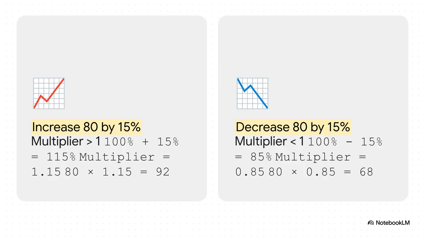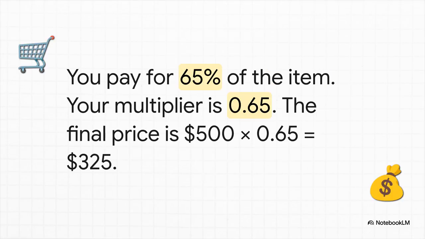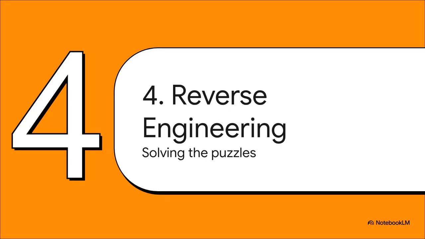And here's the key takeaway. Remember this. For any increase, your multiplier is going to be greater than 1. For any decrease, it's going to be less than 1. Okay, let's take this to the real world. You're in a store, you see a $500 item with a big flashy 35% off sticker on it. What's the actual price you'll pay at the checkout? Forget finding 35% and then subtracting it. No. Let's do this in one shot. If you get a 35% discount, that just means you're paying for the other 65%. The multiplier for 65% is 0.65. So you just multiply 500 by 0.65 and you get the final price, $325. One calculation, done.